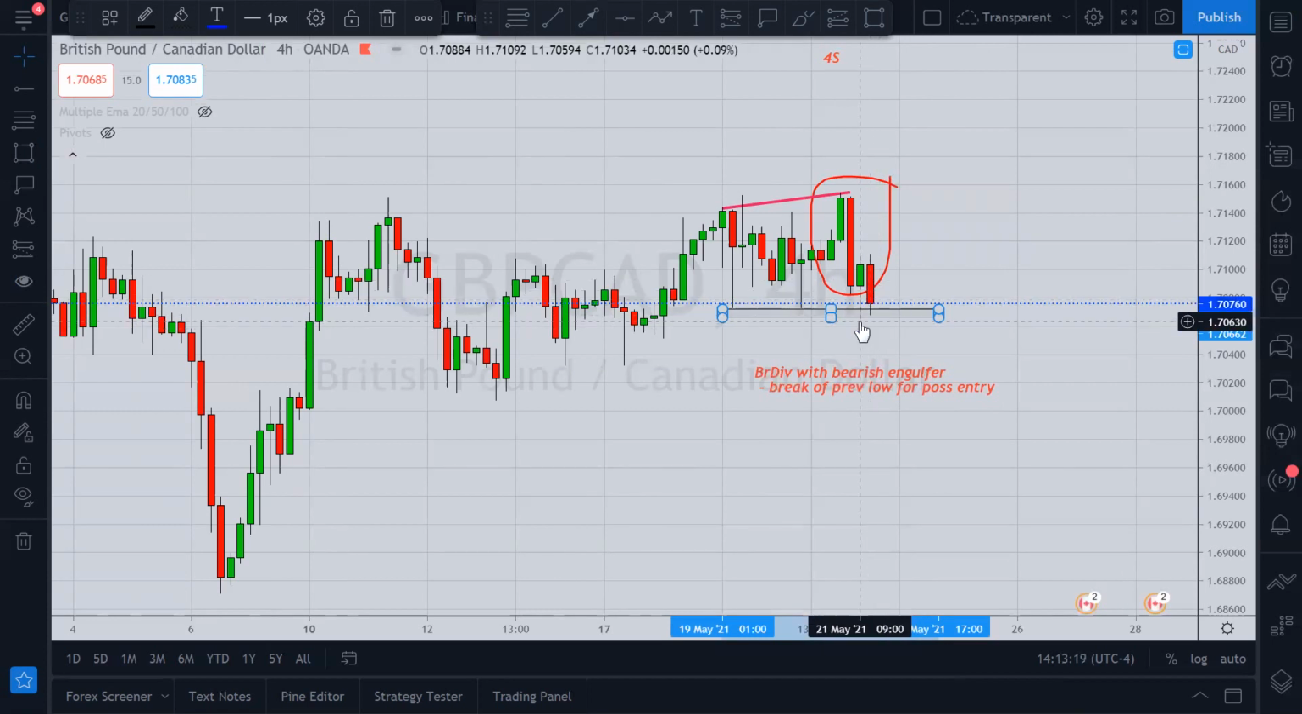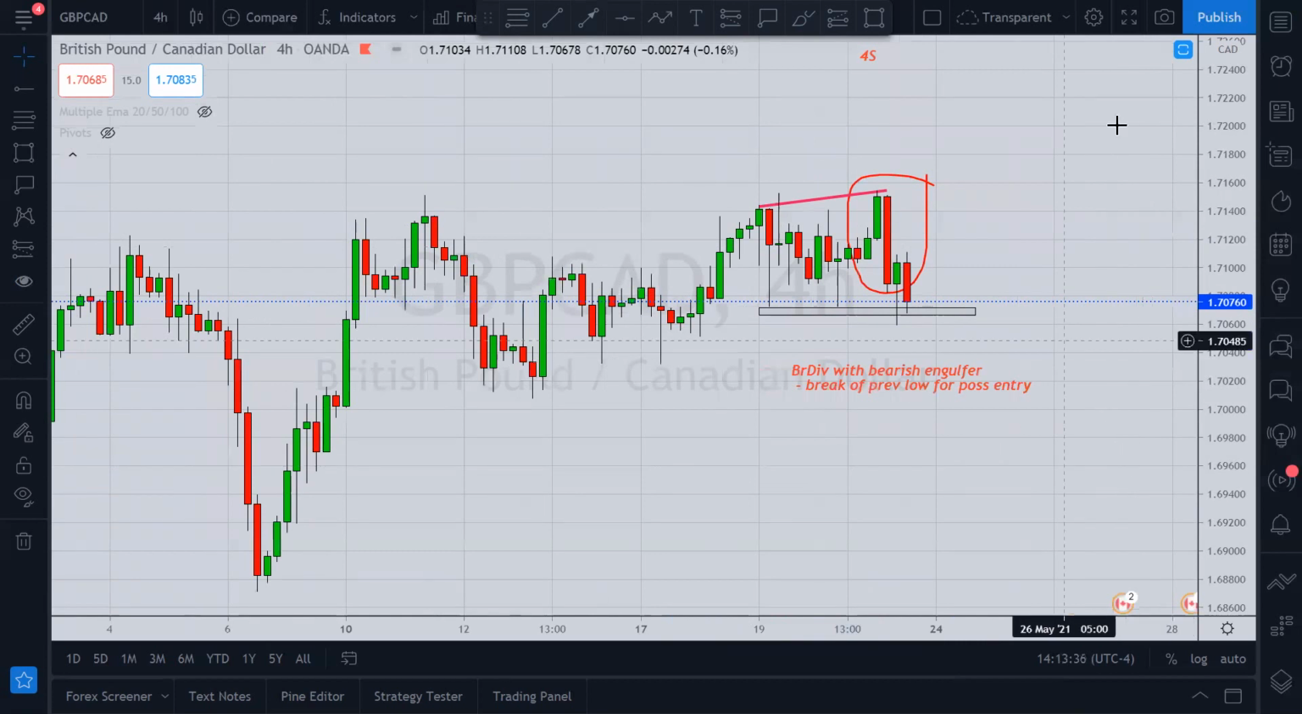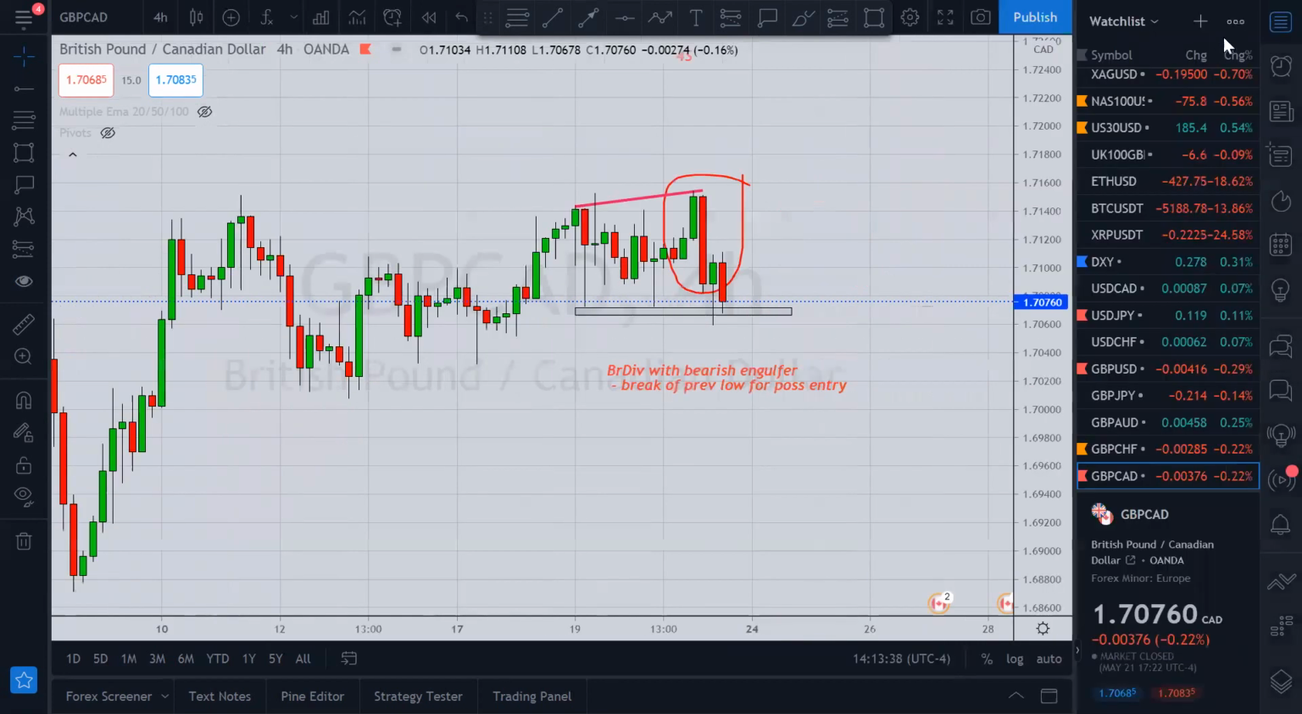Why do I want to wait till it breaks that low? Because look how it rejected when it got here last time. I need something to say, hey, we're going down. I need this whole wick to be filled and a close down here. You know what I mean? So this one's a hot item.